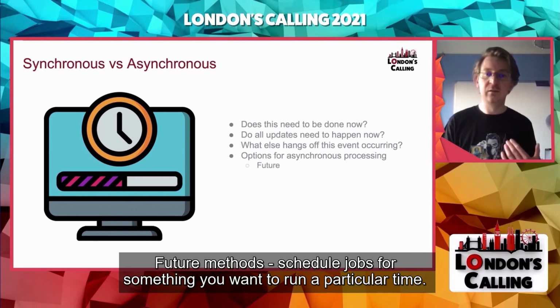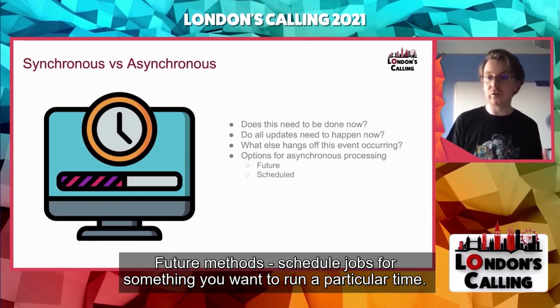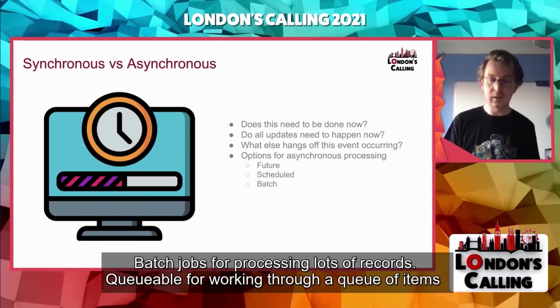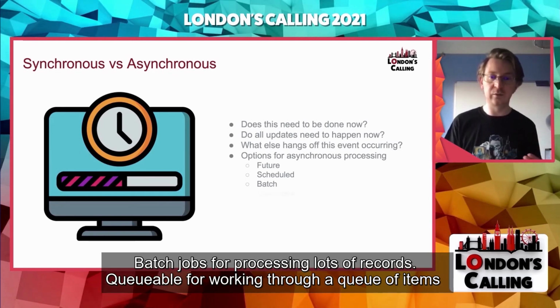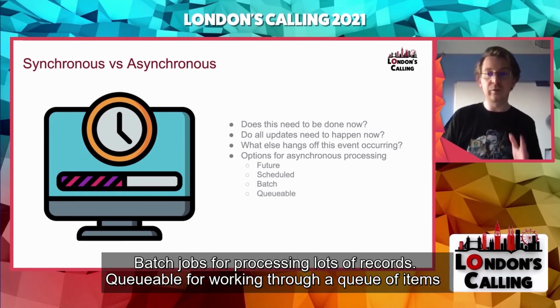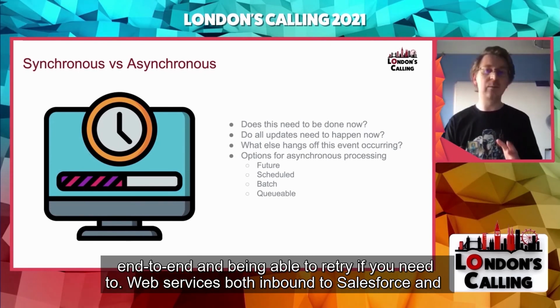Future methods. Scheduled jobs for something you want to run at a particular time. Batch jobs for processing lots of records. Queueable for working through a queue of items end to end and being able to retry if you need to.